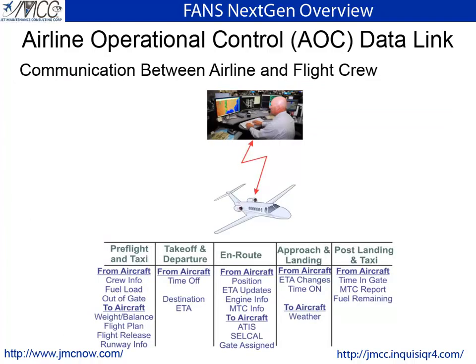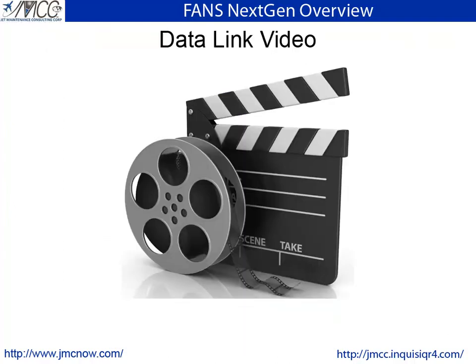The Airline Operational Control, or AOC Datalink, provides provisions for data communications between the airline and the flight crew through the flight management system. It allows the airline and the aircraft to exchange information concerning things such as new routes, position reports, updated weather information, as well as many other types of operator-customized information through the Datalink network. The graphic shows examples of types of information that can be exchanged. This video gives a good explanation of some of the advantages of Datalink communications.